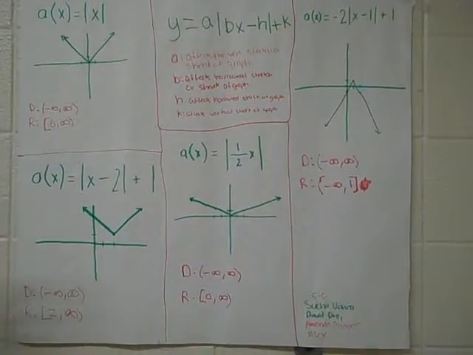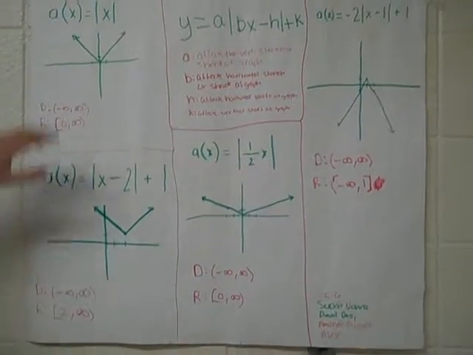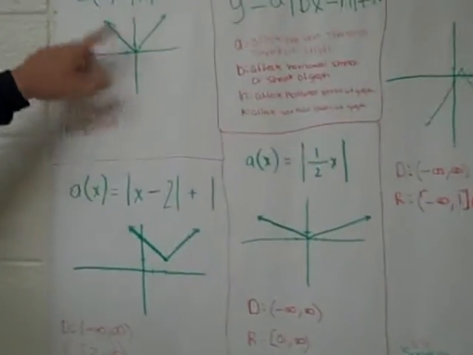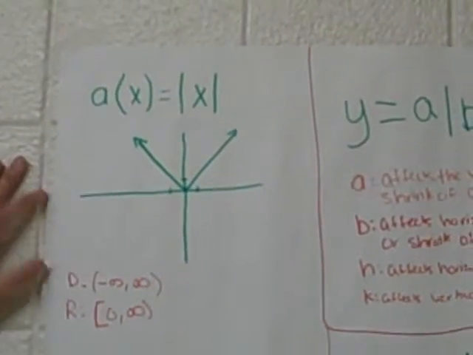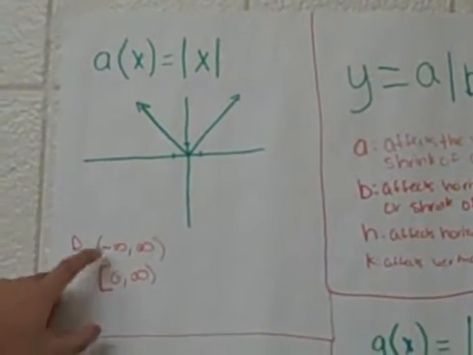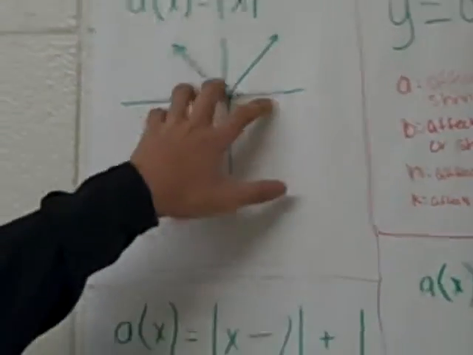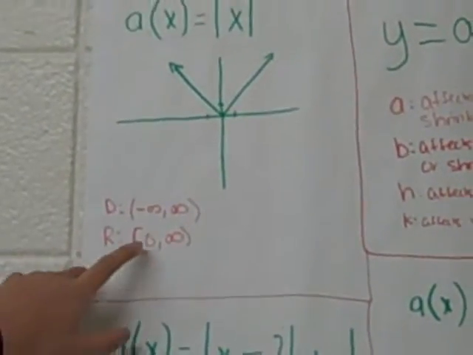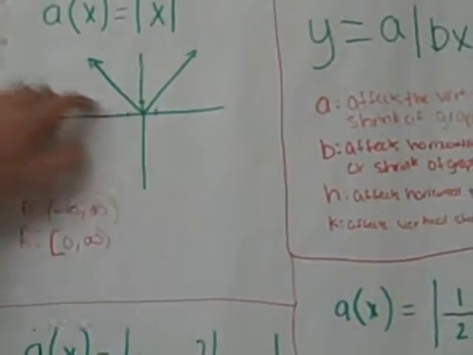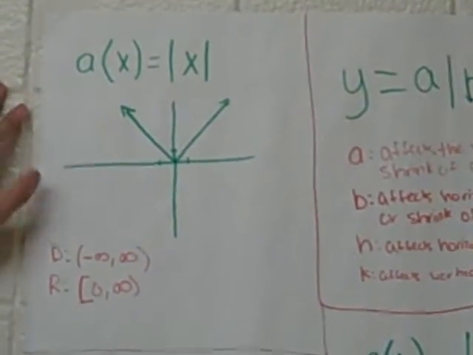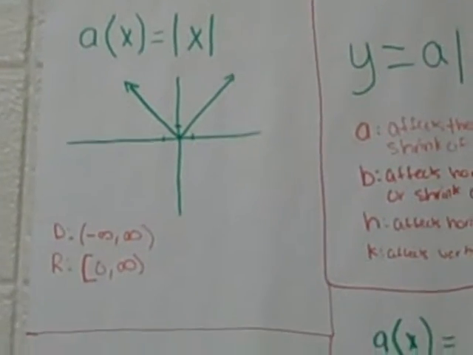The name of this graph is called the absolute function. The basic shape is the V shape, pointing towards infinity. This is also the parent graph, which has a domain of negative infinity to positive infinity, so the x will go on forever. And the range is 0 to infinity, so this is the end point. The vertex of this graph would be 0, 0, since it's a parent function.